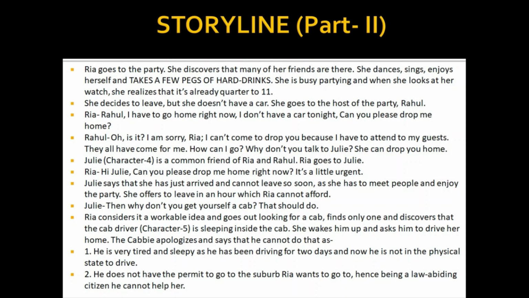He does not have the permit to go to the suburbs Ria wants to go to. Hence, being a law-abiding citizen, he cannot help her. So now there is another turning point, that Ria is getting late. She has to go back home. The father had a condition that she has to be back by 11. Already it is almost 11.